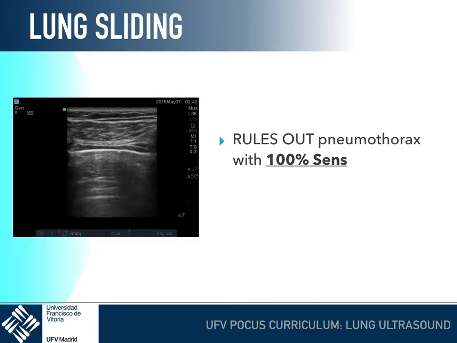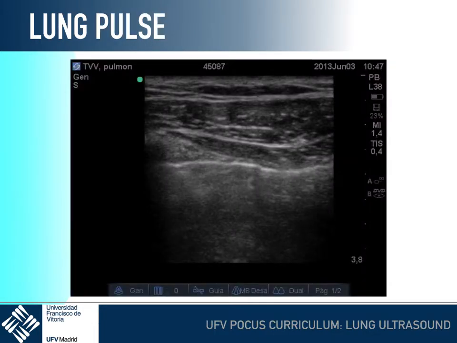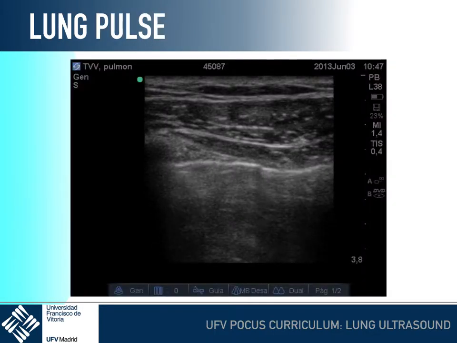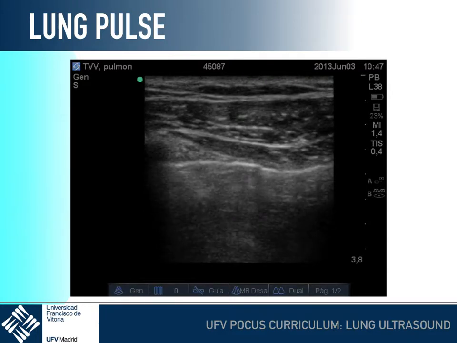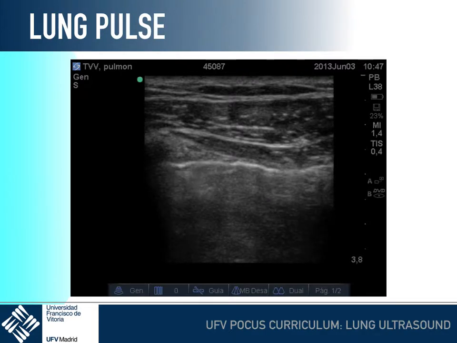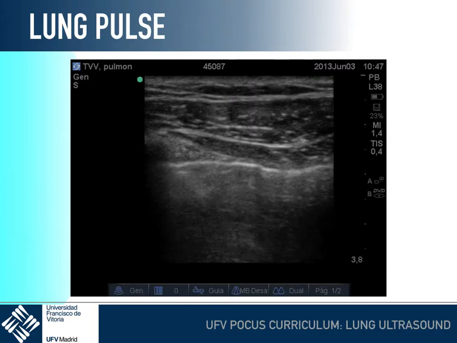And what if both layers of pleura are normally attached, but this area of the lung is not ventilated? We will observe this pattern of movement. So take a look at the pleura. The pleural line is moving, but this kind of movement is not a back and forth movement. It's a pulsation. This is called lung pulse.